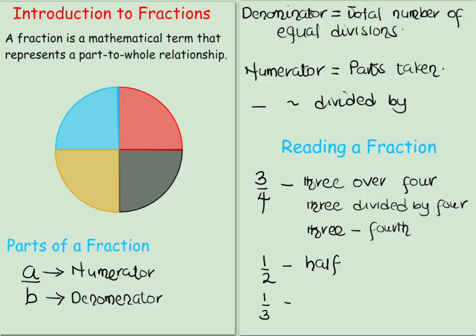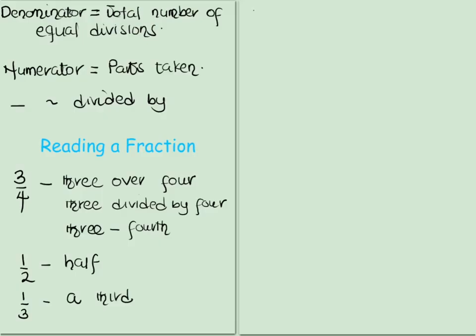Now, 1 over 3, on the other hand, is going to be a third. Also, 1 over 4 is a quarter. And the list goes on and on.